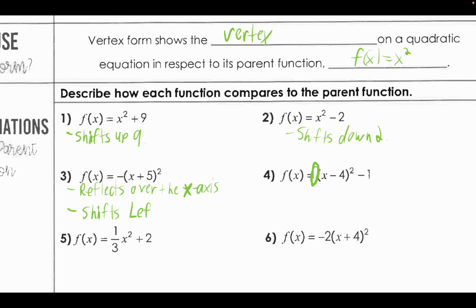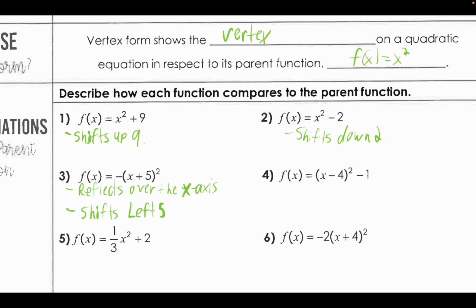On number 4, the A is 1, so it doesn't reflect, and it doesn't stretch or compress. But this -4 does tell us it shifts, and so does this -1. And you could list this as two separate bullets, like I did, two separate dashes, or one dash, like I will do. But you can say it shifts right 4, because that's a liar for that one, and down 1. Or you could say shifts right 4, shifts down 1 as two separate dashes.